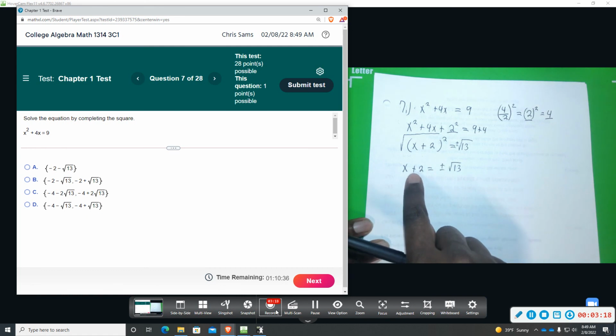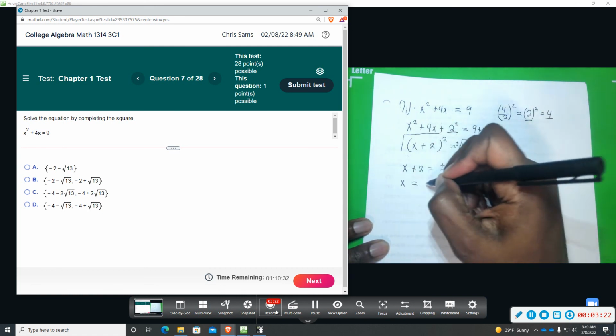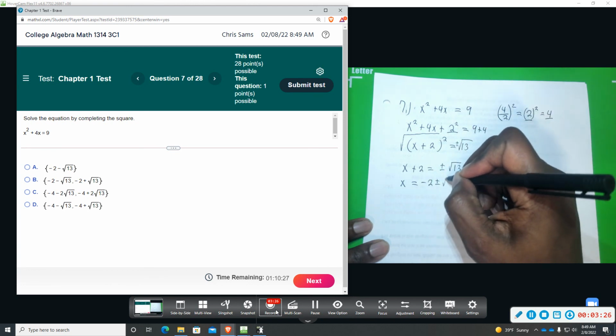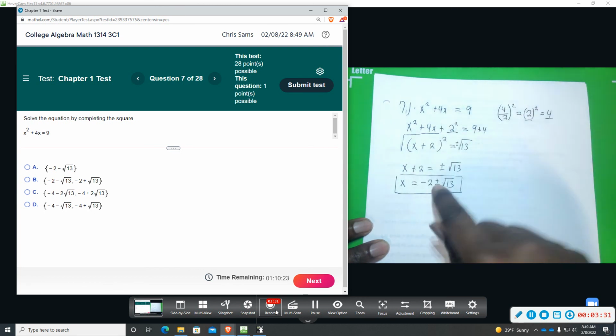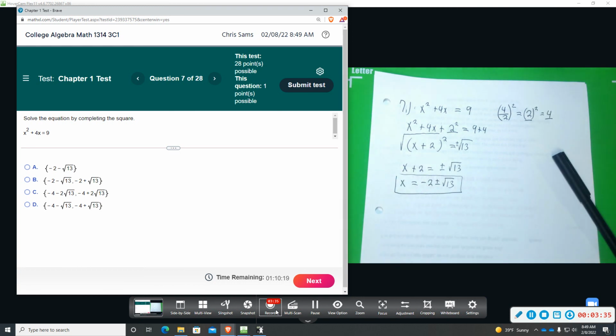And then lastly, we're going to subtract 2 from both sides. So we get x equals -2 plus or minus square root of 13. So we got two answers, -2 plus square root of 13 and -2 minus the square root of 13. So answer choice B.